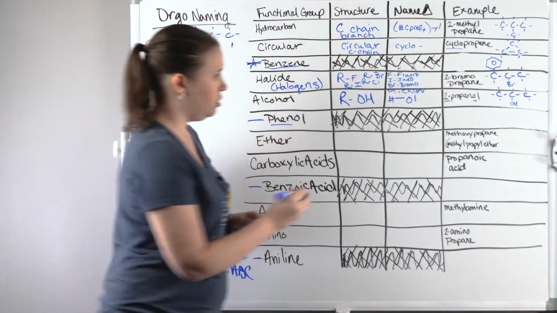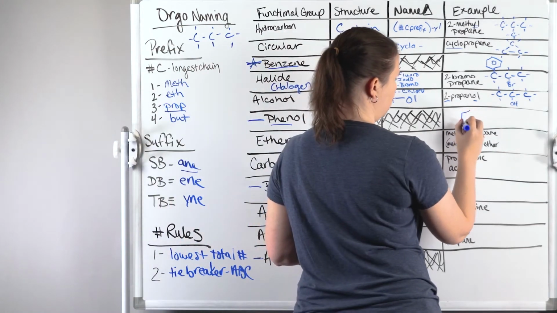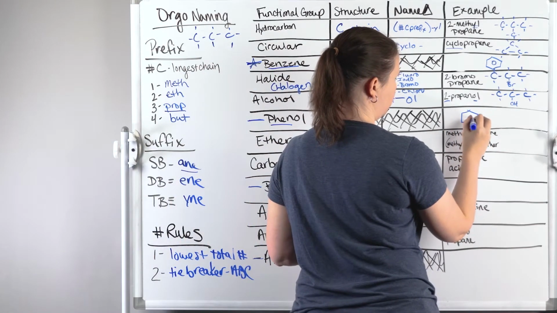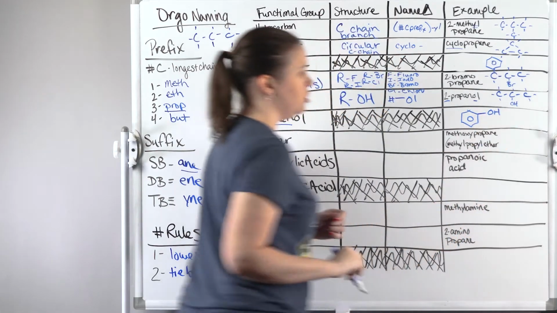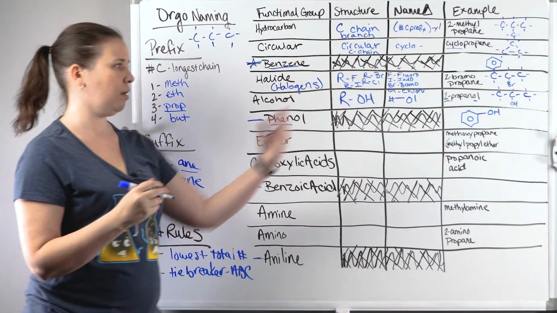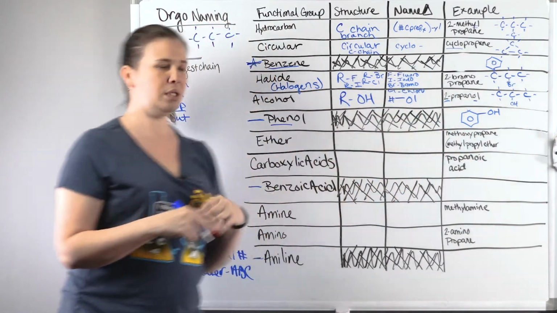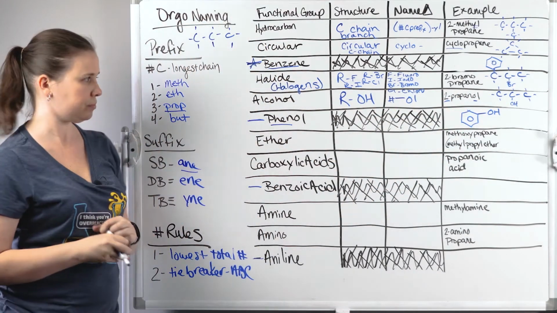So phenol would have my benzene, 6-sided ring with the circle showing the resonance, and then at some point we attach an OH group. And when you have the alcohol group on the benzene, you call it a phenol.